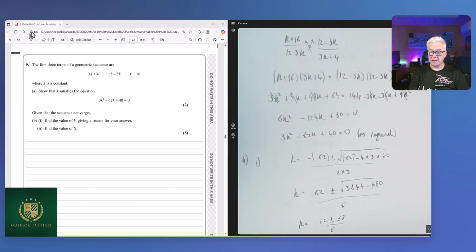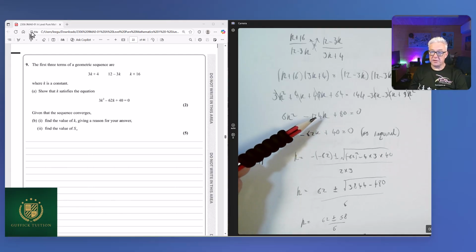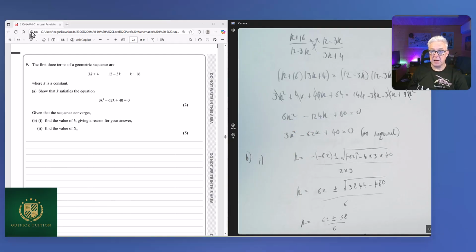Now we collect our like terms, and when we do that we get 6k² - 124k + 80 = 0. There's a common factor here of 2, so we can divide everything by 2 and we get 3k² - 62k + 40 = 0, as required. So that's our part A done for 2 marks.